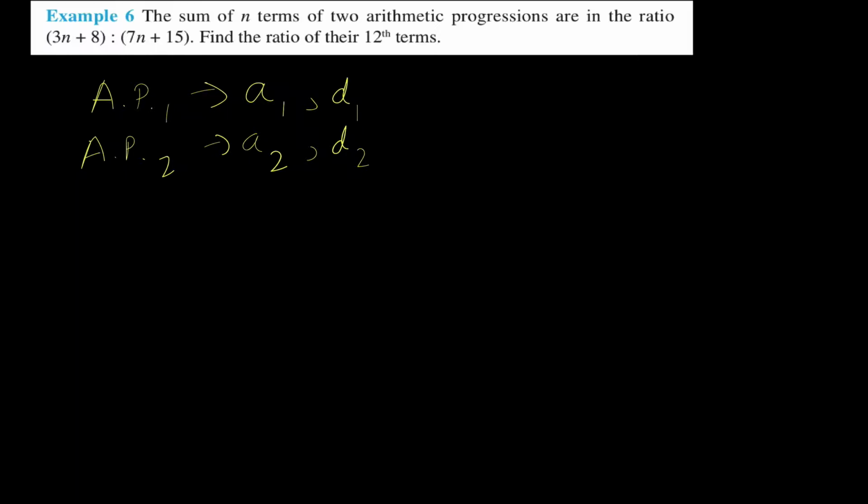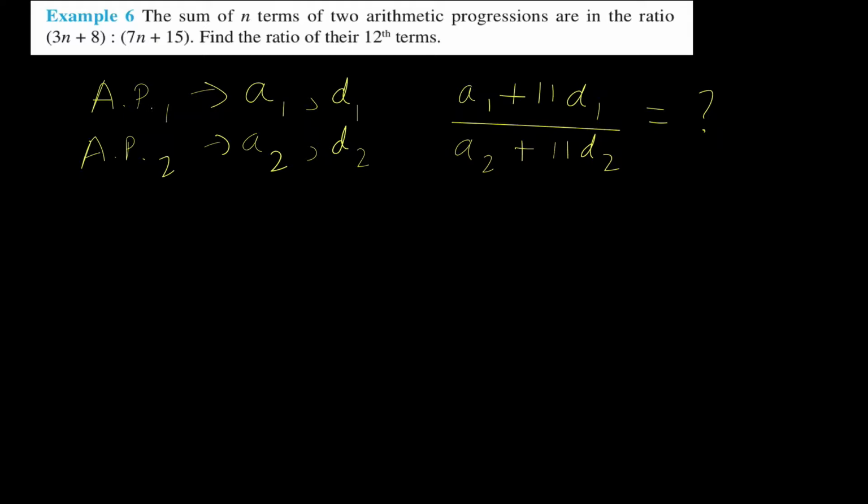Now we need to find the ratio of their 12th terms. So what will be the 12th term for the first AP? It will be a1 plus 11 d1. So this is the 12th term for the first AP, and the 12th term for the second AP will be a2 plus 11 times d2. So this is equal to question mark.